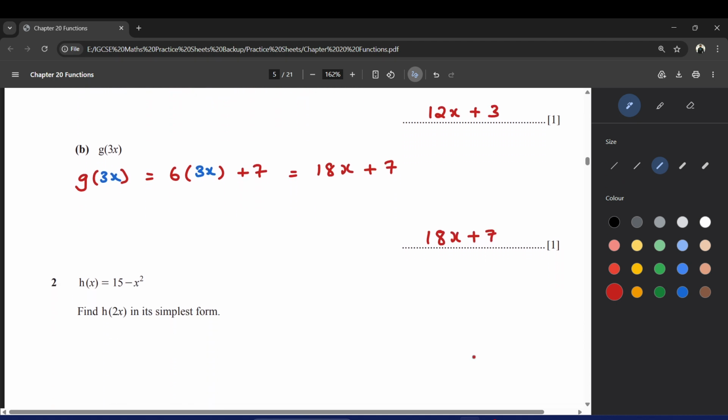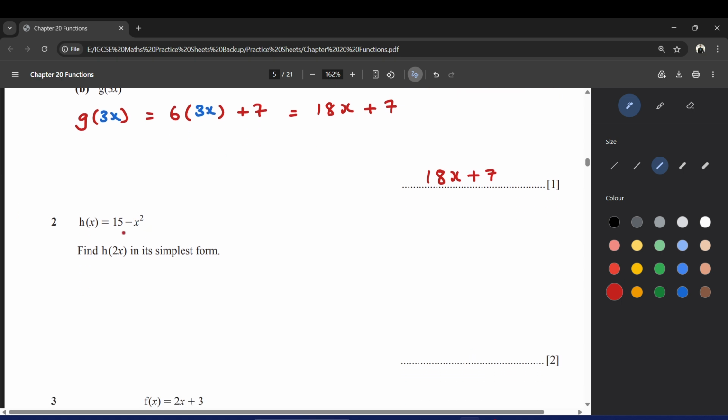All right. Question number 2. h of x is equal to 15 minus x squared. Find h of 2x in its simplest form. So h of 2x would be 15 minus, and then inside the bracket, I'm going to write 2x. Now we have 15 minus the square of 2x, that would be 2 squared and x squared, so that is going to be 4x squared. My final answer would be 15 minus 4x squared.